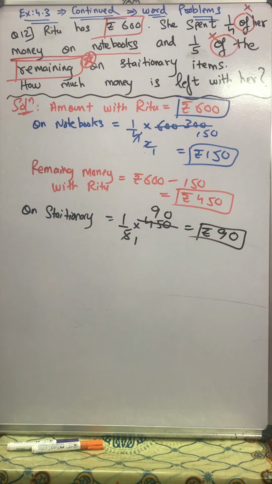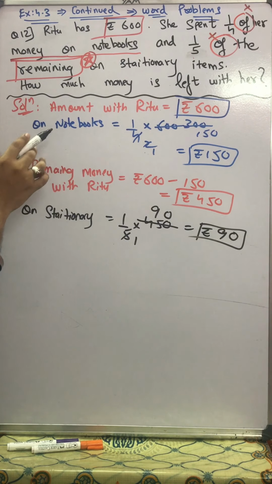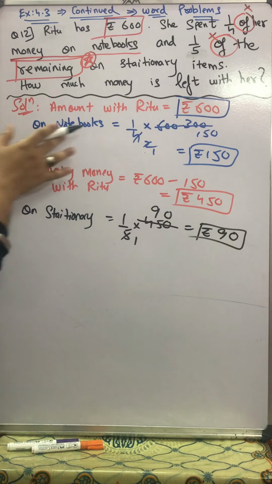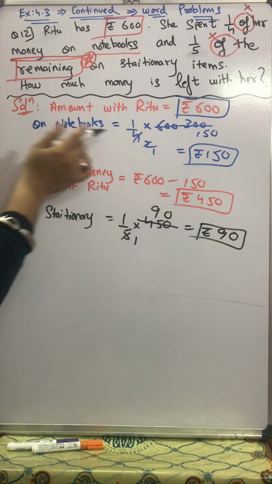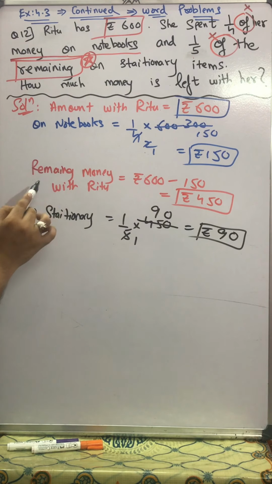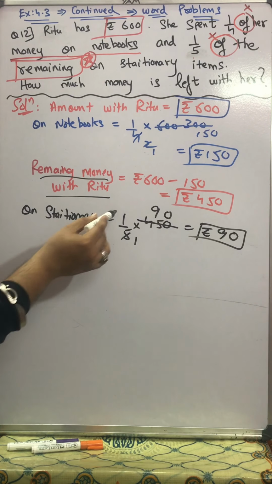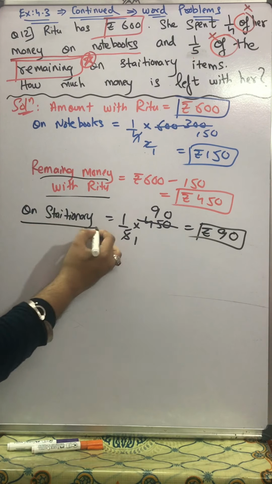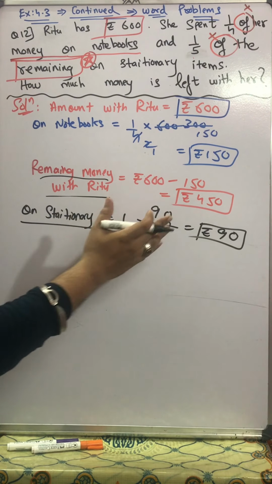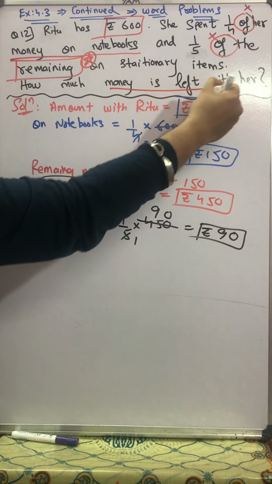So the story is, initially she was having 600 rupees. Then she spent 150 rupees for purchasing notebooks. So 600 minus 150, the remaining money with Ritu was then 450. Then out of that 450, she spent 1/5 of her remaining money, which came to rupees 90, on stationery. Now what is asked? See here please, all of you on the board. How much money is left with her?